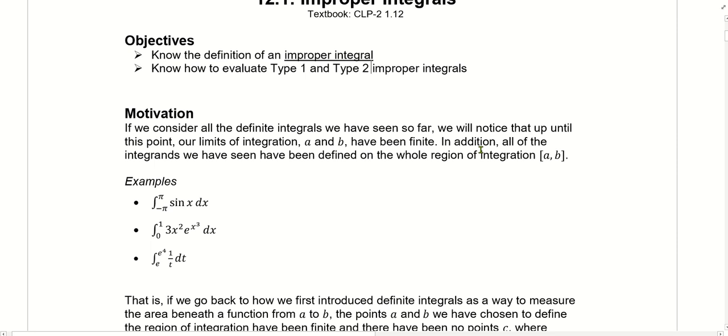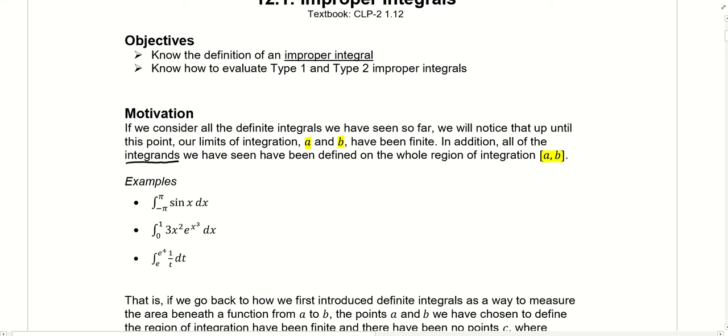So just as a motivation section here, if we go back and look at all of the definite integrals that we've been calculating so far, we'll notice that up until this point, when we consider those limits of integration a and b, they've been finite. So they've been constants that have not been negative or positive infinity. And in addition to that, all of the integrands that we've seen, and remember an integrand is the function we are integrating, these have been defined over the whole region of integration. So they've been defined over the interval from a to b if we're integrating from a to b.